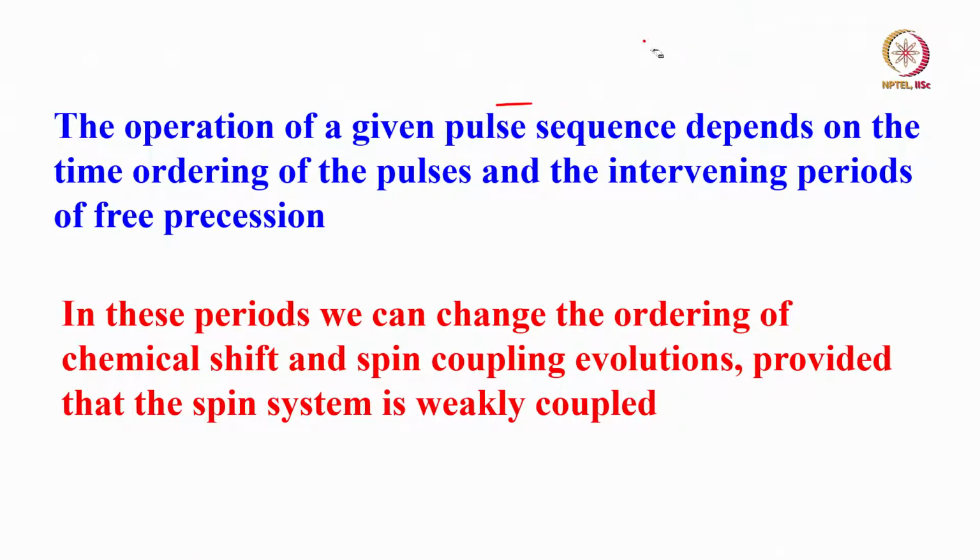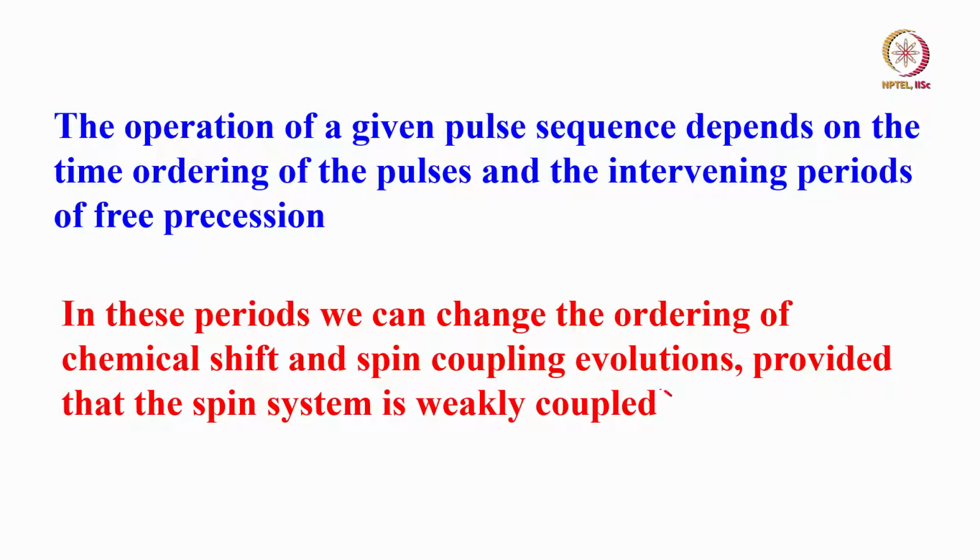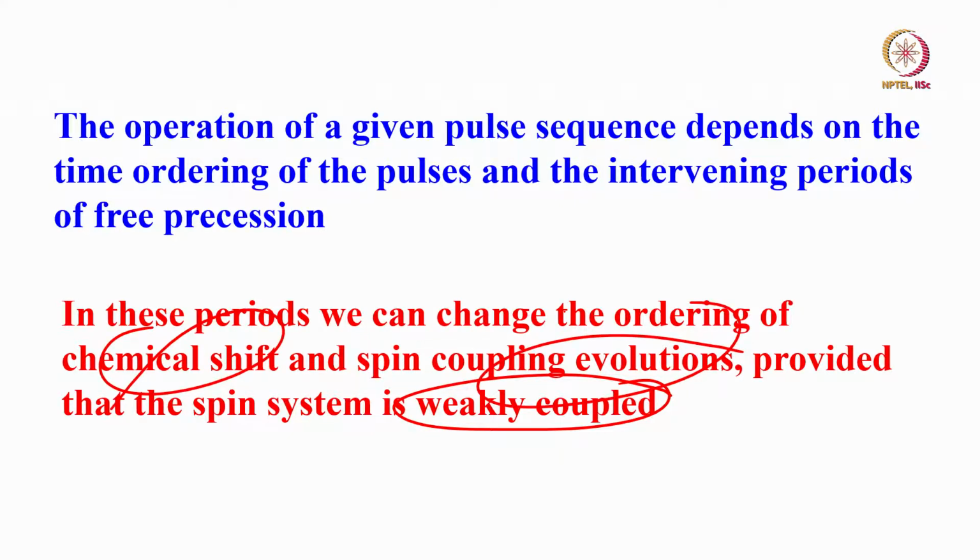With this idea, life becomes very simple for us, so that we can start understanding what is happening. And we can do this only when the spin system is weakly coupled. As I said initially itself, this density product formalism is applicable to weakly coupled spin systems. So it is always weakly coupled, and it doesn't matter whether you take chemical shift or coupling evolution first or second.